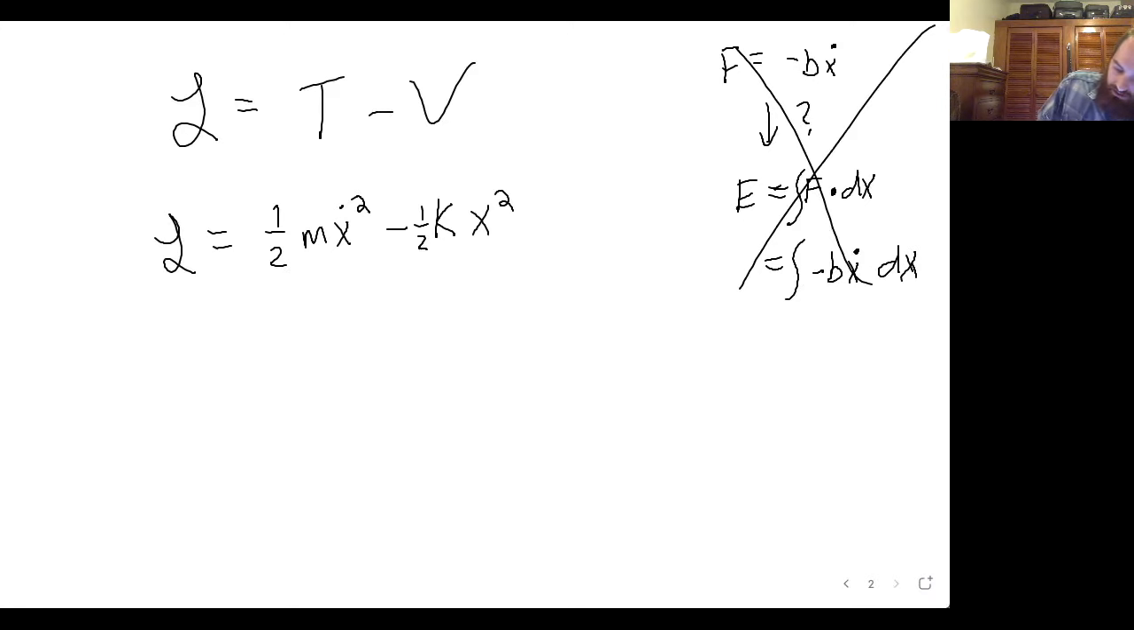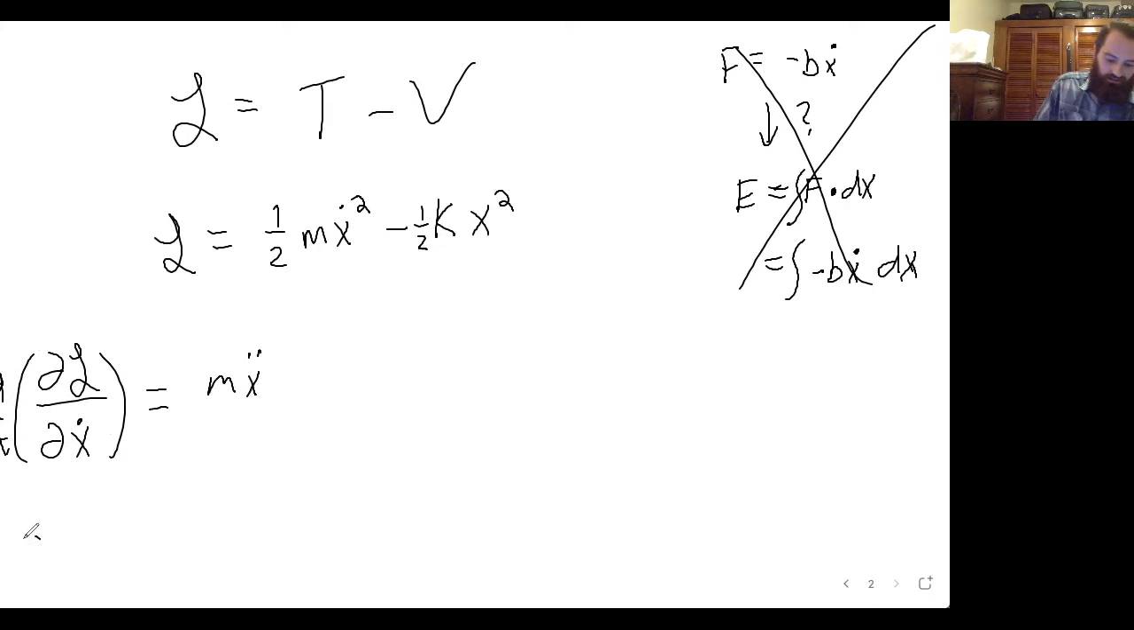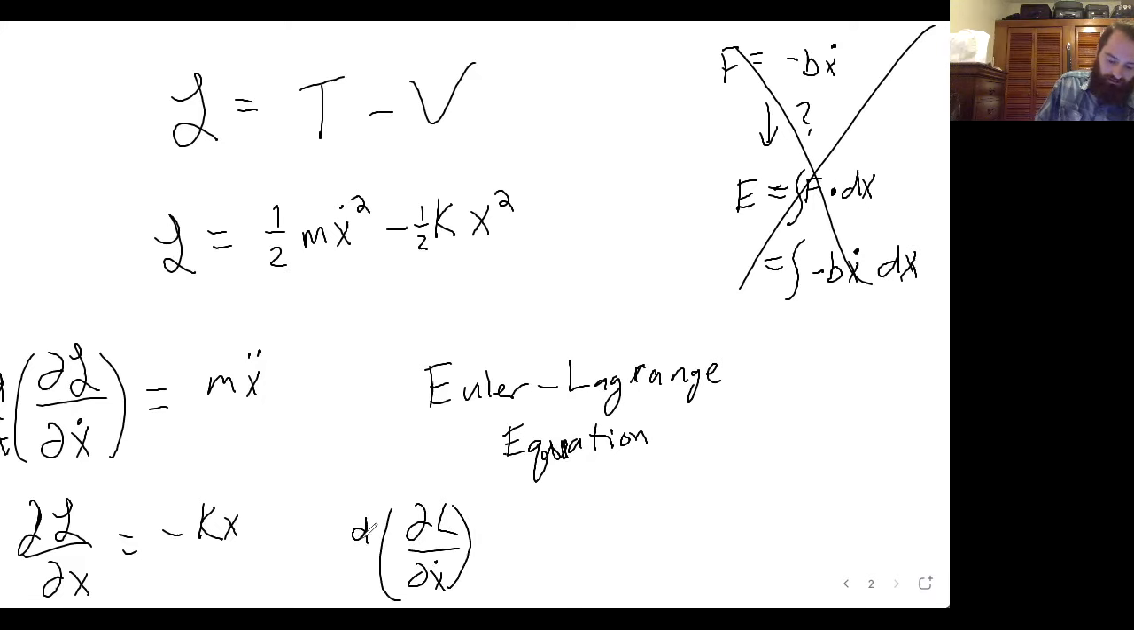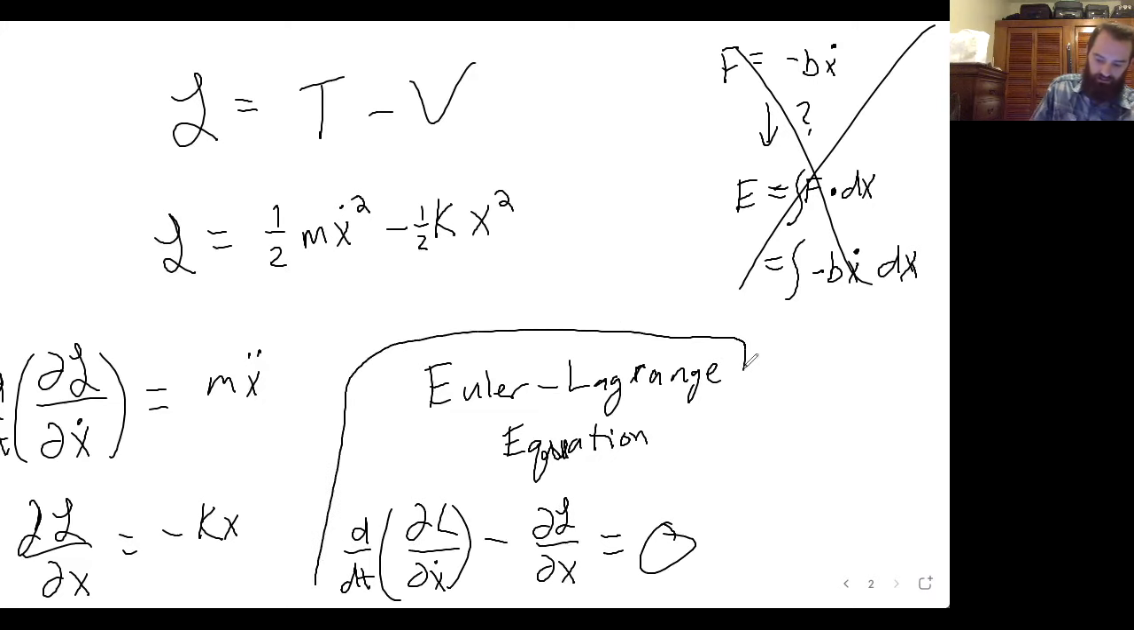Well, we will continue using the Lagrangian and set up our Euler-Lagrange equations like we have before. So take your derivatives with respect to x and x dot. Take the time derivative of the partial with respect to x dot. All stuff that we've seen before. And so now in a regular Euler-Lagrange equation, you would have that the time derivative of the partial with respect to x dot minus the partial derivative with respect to x equals zero. So this is your typical Euler-Lagrange equation.